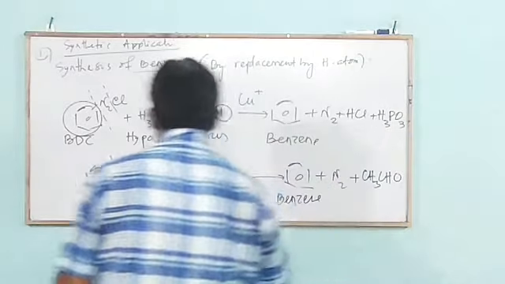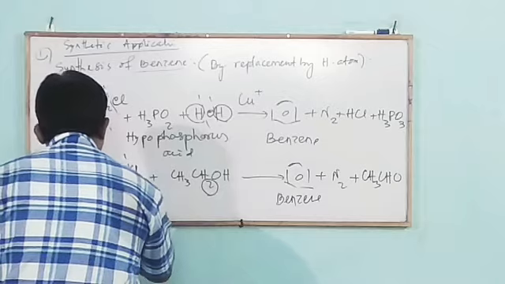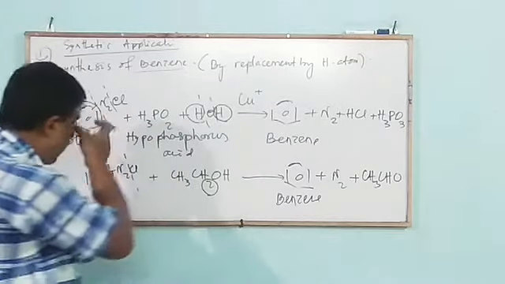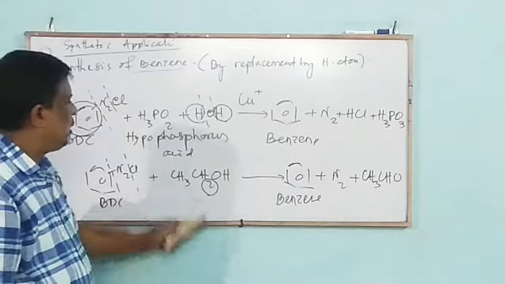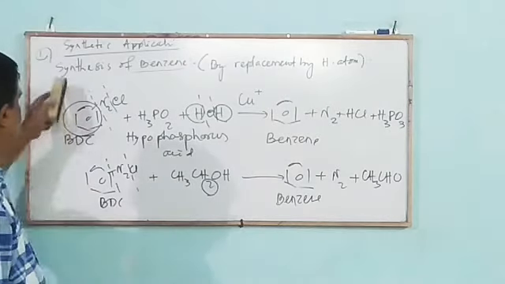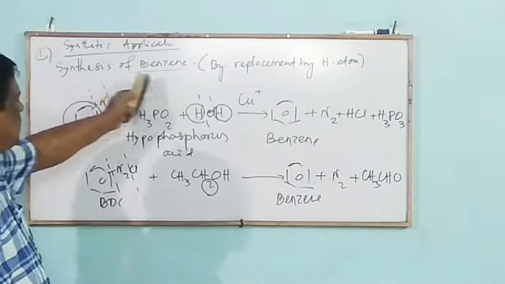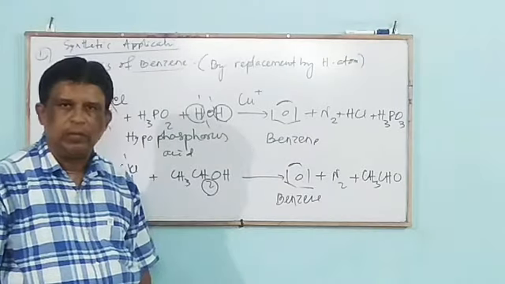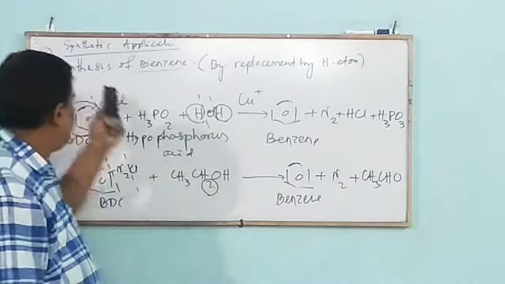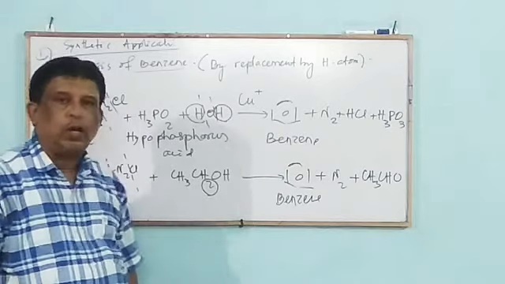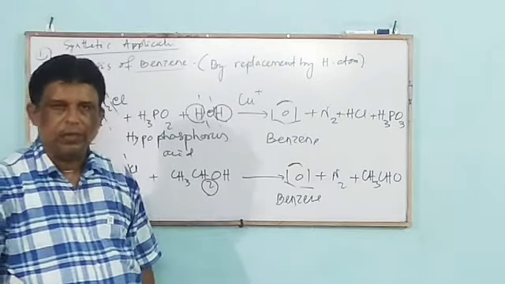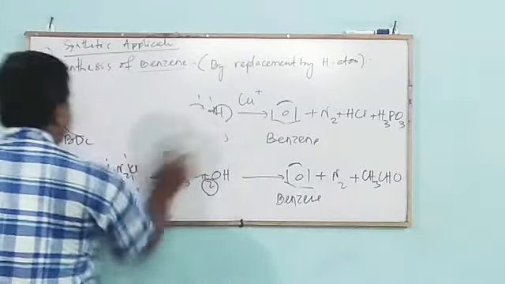So benzene is also synthesized from benzene diazonium chloride when treated with ethyl alcohol. It is the first chemical property, that is, synthesis of benzene by the replacement of the hydrogen atom. Next chemical property is the synthesis of chlorobenzene, bromobenzene and cyanobenzene. Mark that.